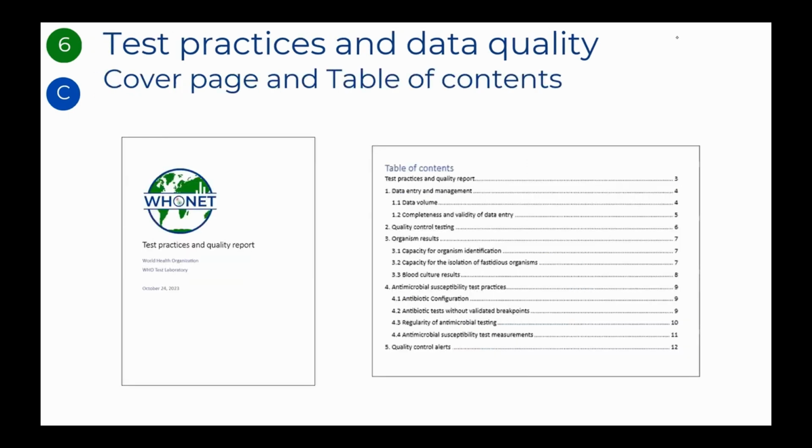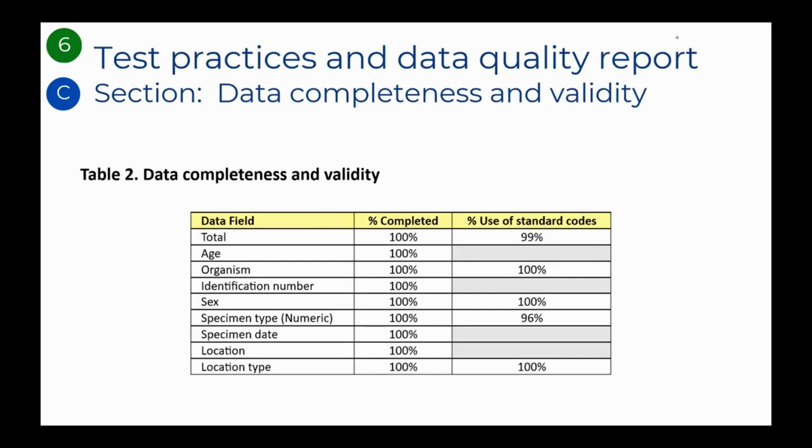We will now move on to the contents of the report on test practices and data quality. In the table of contents, you see there are sections for data entry and management, quality control results, organism results, antimicrobial susceptibility test practices, and quality control alerts. On the next slides, we will see examples of some of the analyses that are included in this report.